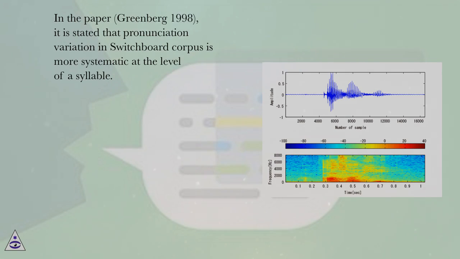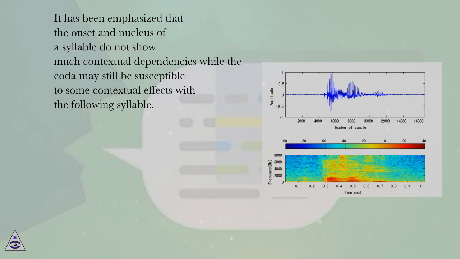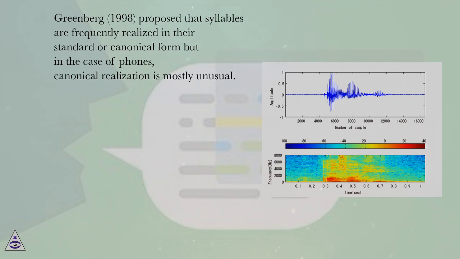In the paper, Greenberg 1998, it is stated that pronunciation variation in switchboard corpus is more systematic at the level of a syllable. It has been emphasized that the onset and nucleus of a syllable do not show much contextual dependencies while the coda may still be susceptible to some contextual effects with the following syllable. Greenberg, 1998, proposed that syllables are frequently realized in their standard or canonical form, but in the case of phones, canonical realization is mostly unusual.